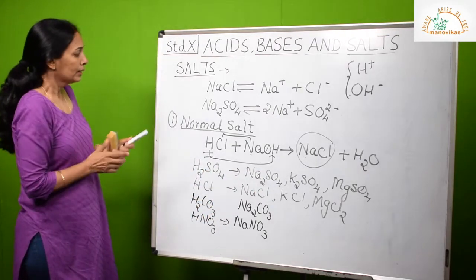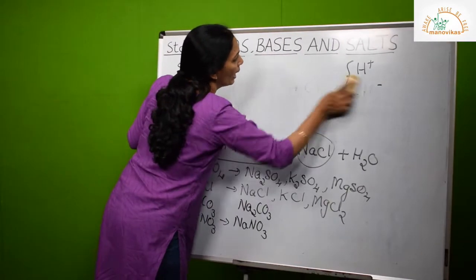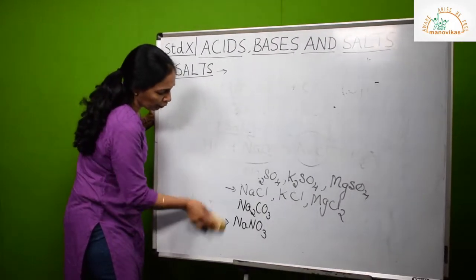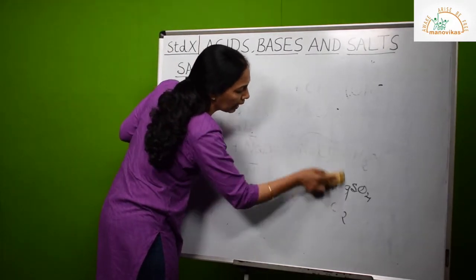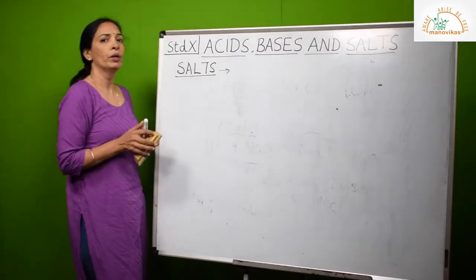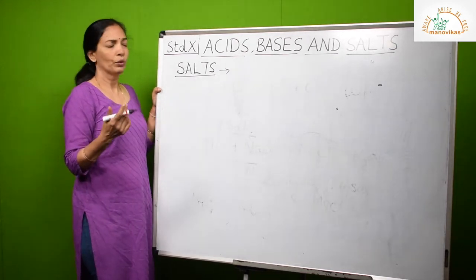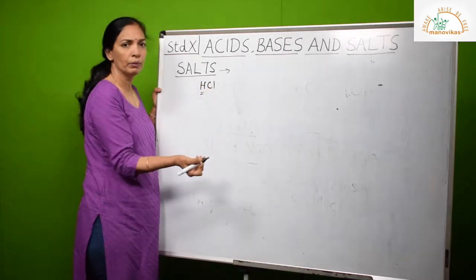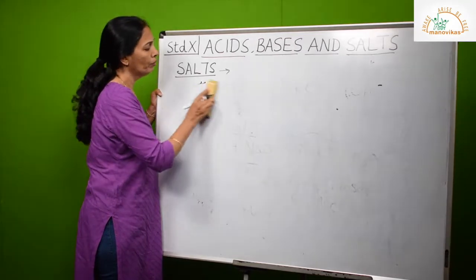The second type of salt is acid salt. In the formula of an acid salt, you will find that one or two replaceable hydrogen ions are still there. So acid salts will be given by dibasic acids or tribasic acids, because a monobasic acid will have only one H, so this will be replaced in the first step. So there won't be any H in the formula of the anion.